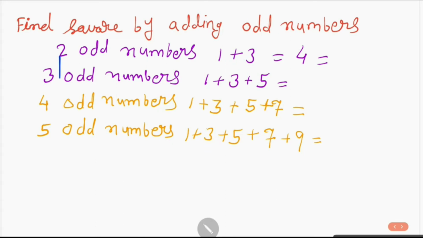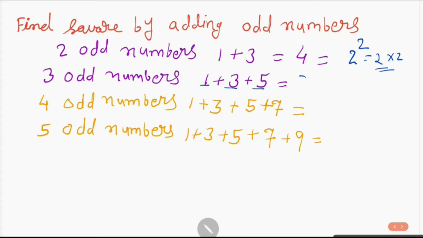So when we add two odd numbers, what do we get? 1 plus 3 equals 4. We are adding two odd numbers here, so we get 4. 4 is 2 squared, 2 multiplied by 2 equals 4. So when we add two odd numbers, we get 2 squared. Now the first three consecutive odd numbers, 1 plus 3 plus 5.